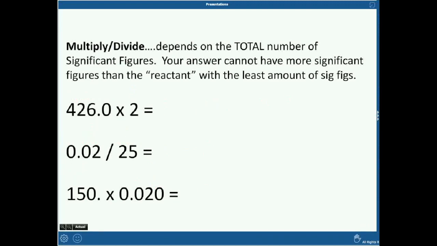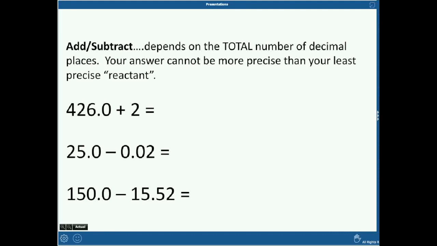Okay, excellent. Okay, now let's go to addition and subtraction. So addition and subtraction depends on the total number of decimal places. Your answer can't be more precise than your least precise, again, the thing that's being added or subtracted, okay? So we don't care about total sig figs. You can have as many as you want. All we care about is decimal places. That's really what we're going to focus on with these.